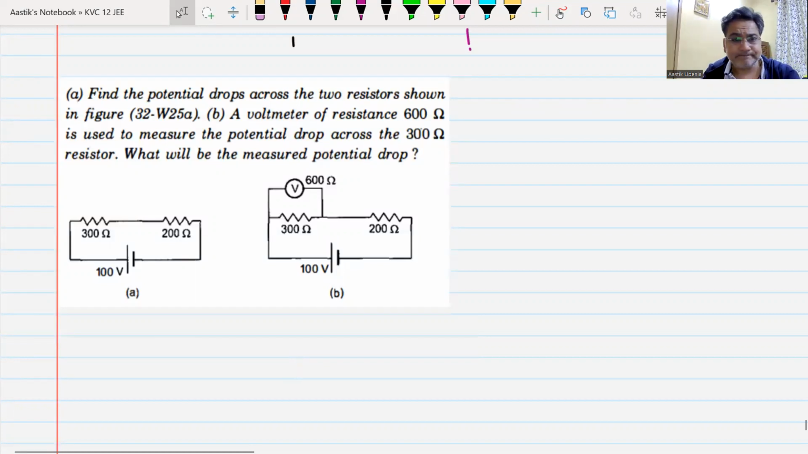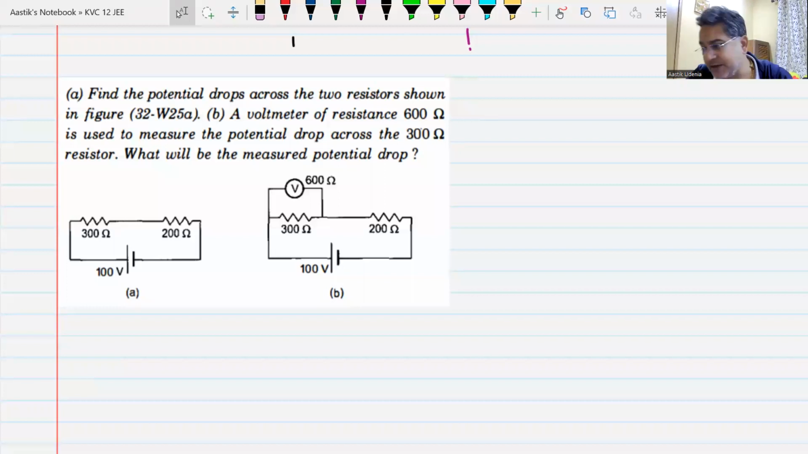Find the potential drop across the two resistors shown in the figure. So in part A of the figure, we have got one battery and two resistors connected. We have to find out the potential drop across each resistor. Then in the second case, a voltmeter of resistance 600 ohms is used to measure the potential drop. Remember, it is not an ideal voltmeter because it does not have infinite resistance. What is the measured potential drop? And then you will see what is the difference between the two readings. I'll give you 2 minutes to give me the answer for this one.